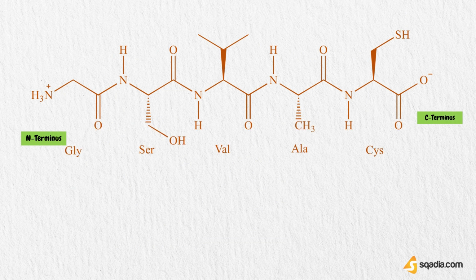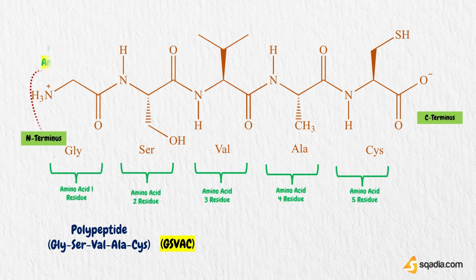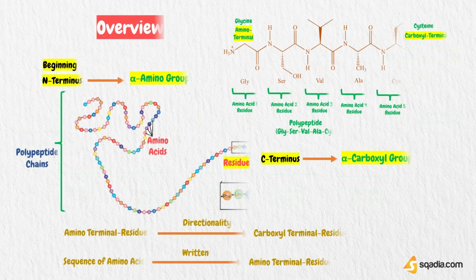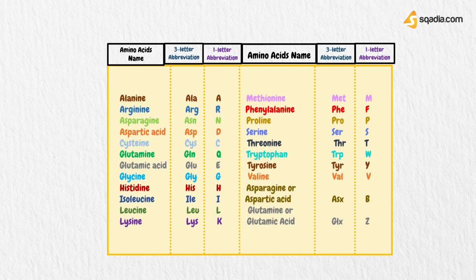Thus, in the polypeptide glycine, serine, valine, alanine, cysteine, glycine is the amino terminal, N-terminal residue, and cysteine is the carboxyl terminal, C-terminal residue. An overview is given so you can relate the diagrams together. Now let me tell you a little something about how you can write the abbreviated form of amino acids. Each amino acid has a specific abbreviation. You can write it in a 3-letter form or as one letter for each amino acid. It is shown in the table below.